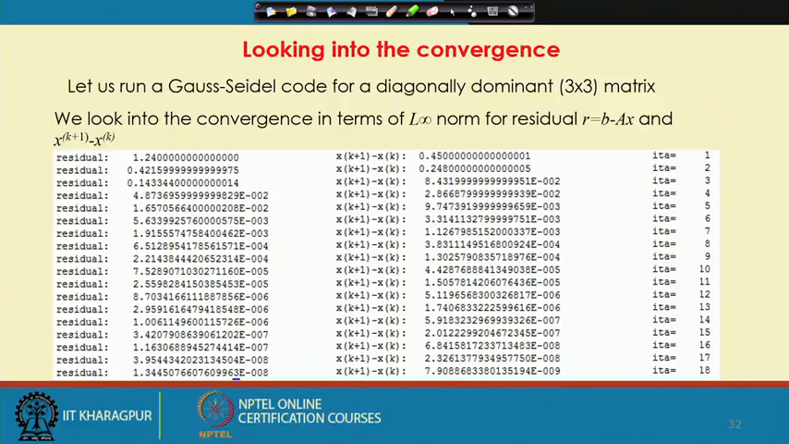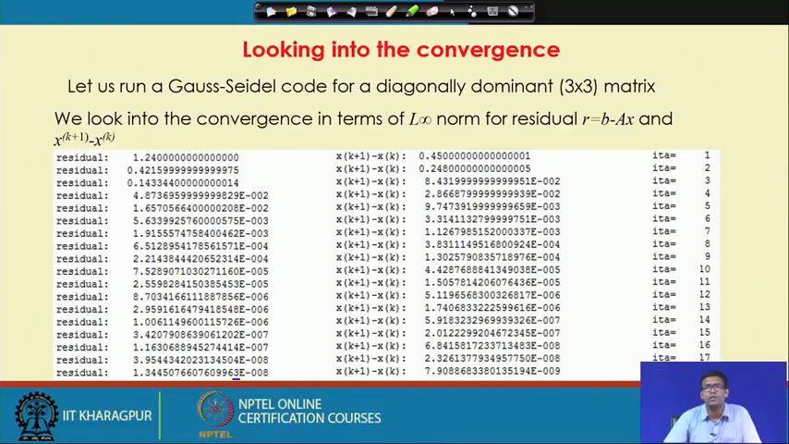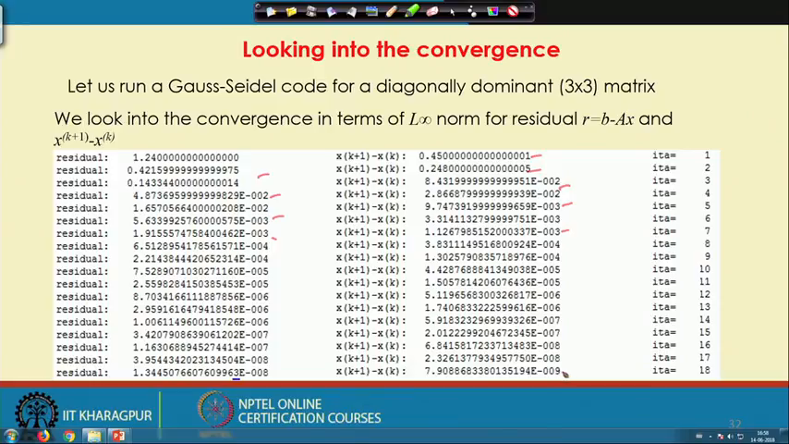In the next iteration, we use the updated x, the residual becomes 0.42 and the difference x^(k+1) minus x^k becomes 0.248. So, as this difference decreases, the residual also decreases, and this difference decreases asymptotically. At the end, x^(k+1) minus x^k is 10 to the power minus 9 and the residual is 10 to the power minus 8. We will say that it has converged.